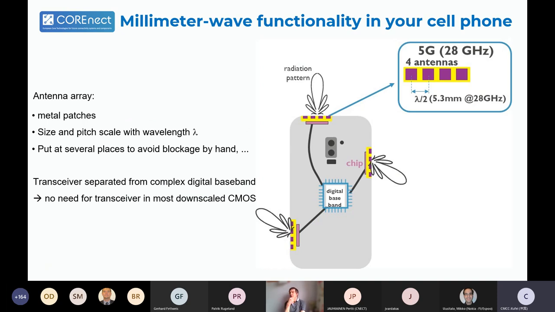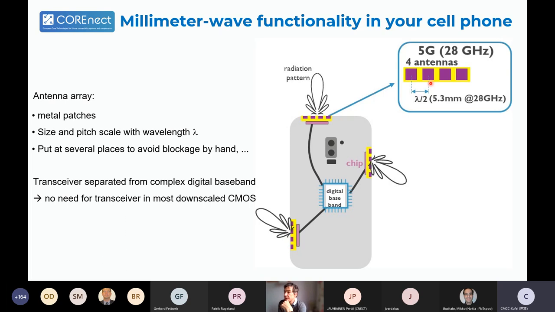Now, how will this millimeter wave functionality come into your cell phone? Well, for 5G millimeter wave, an array with a small number of antennas, for example 4, is put at several places of your phone, while the complex digital functionality is put somewhere centrally in the phone. The reason why you use multiple transceivers is that when you take your phone in your hand, you might block the millimeter wave path. Now, the footprint of those 4 antennas at 28 gigahertz is not more than 2 centimeters.